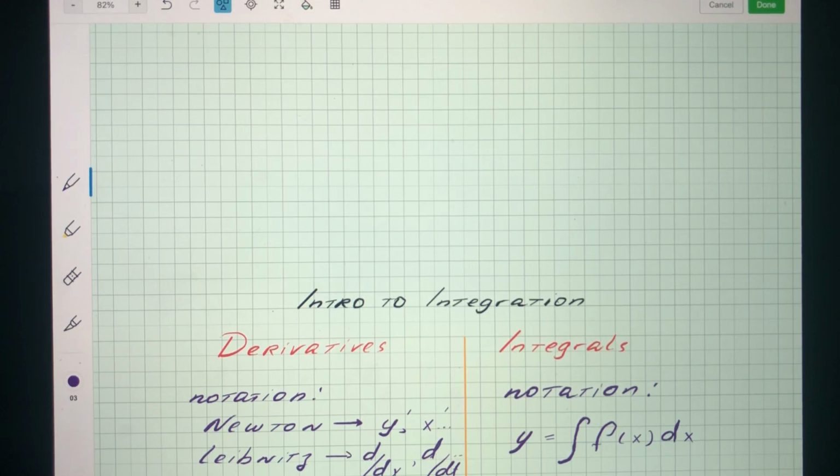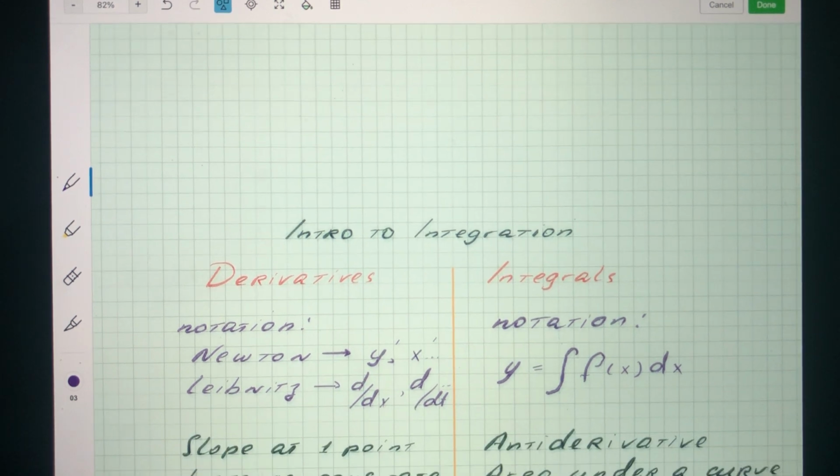Hello, this video is Introduction to Integration. So, integration and differentiation are two sides of the same coin. They undo each other. So let's talk about both of them and see how they relate and how they differ, and then we will begin to talk about the rules for the integration. Just like we have rules for the derivatives, we also have rules for the integration.